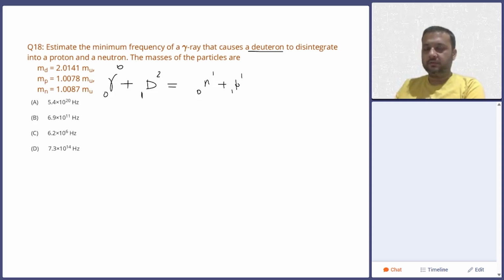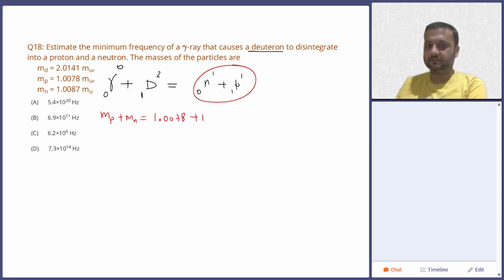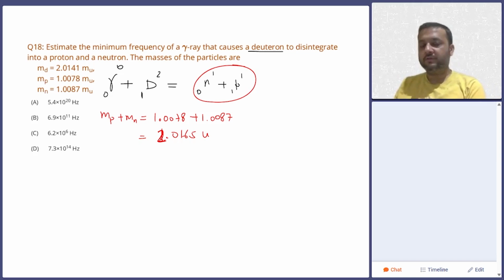Now very clearly if you see the mass of the product side, if you just add the mass of the neutron plus proton, just check. So the mass of the neutron plus proton, if you add this, 1.0078 plus 1.0087. So what will this become? 8 plus 7 is 15, so 5 and carry 1, 1 plus 1 is 2, so 2.0165 u. This is the mass of proton plus neutron, which is slightly more than the mass of deuteron, because the mass of deuteron is 2.0141.